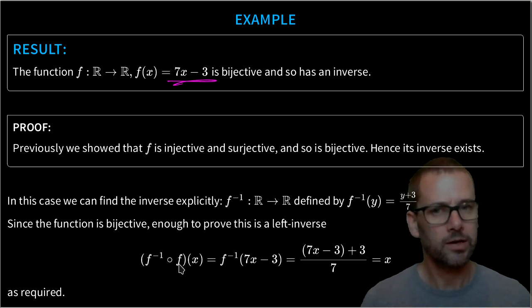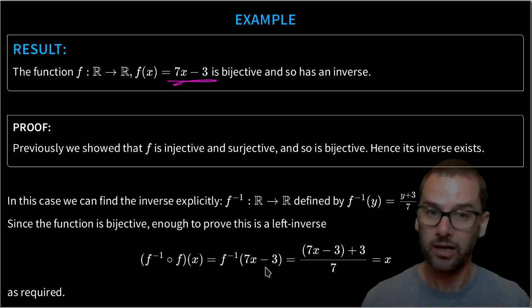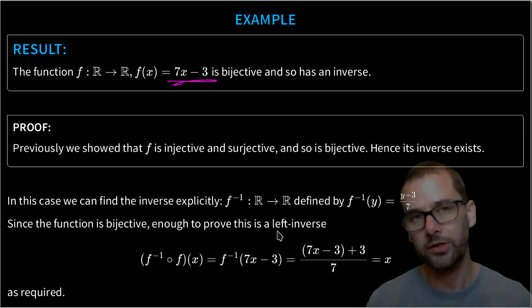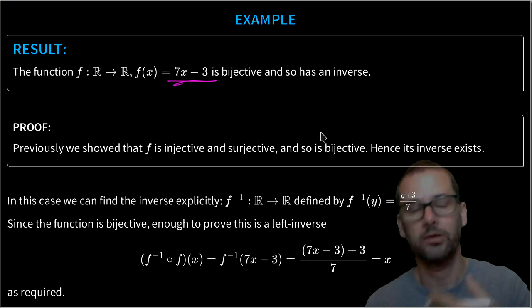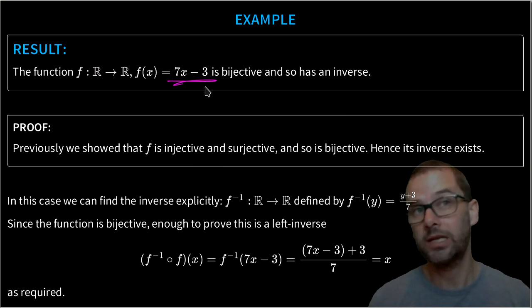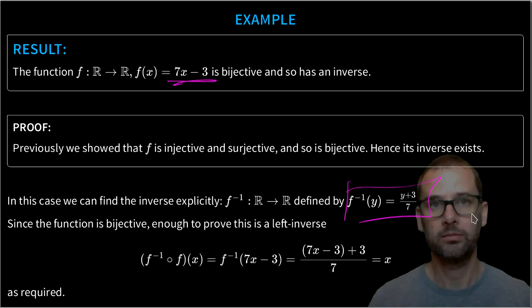f minus 1 of f of x is f minus 1 of 7x minus 3, because that's just f of x, which, with a little bit of algebra, reduces to x as required. And it's enough to say it's a left inverse, because this function is bijective, so we know the left inverse is going to be an inverse, which is going to be a right inverse. So we only need to check one of these compositions. And so we've shown that this function really does have an explicit inverse given by this quantity here. Okay, let's stop there.